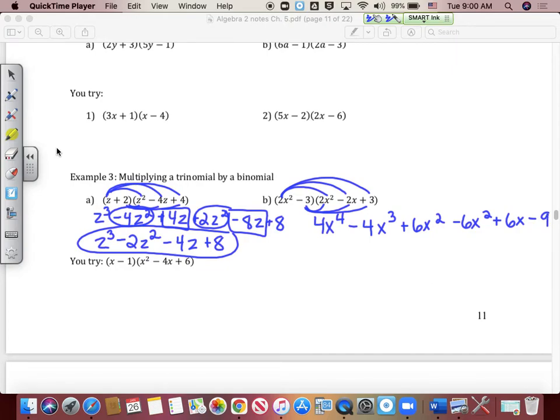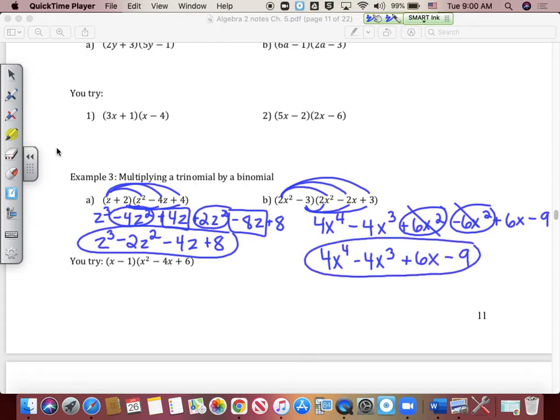Once you have that, it's time to combine like terms. There are no other exponents with the exponent of 4, so that's the only one we have here. There are no exponents of 3, so this would just be minus 4x to the 3rd. And then the x squareds here, I have 6x squared and a negative 6x squared. They end up canceling out, so you don't have to write plus 0x squared or anything like that. Those just go away. And then plus 6x and minus 9 would be your final answer for that one.